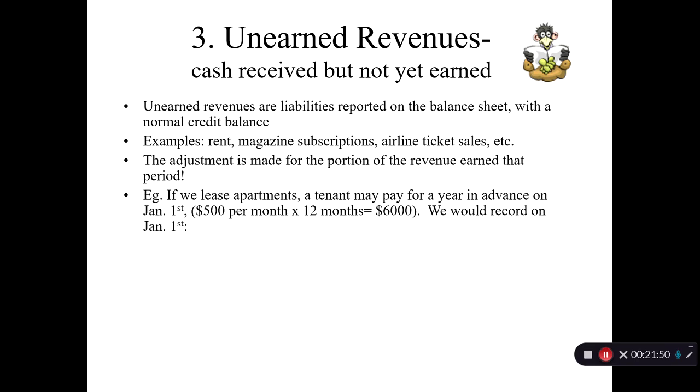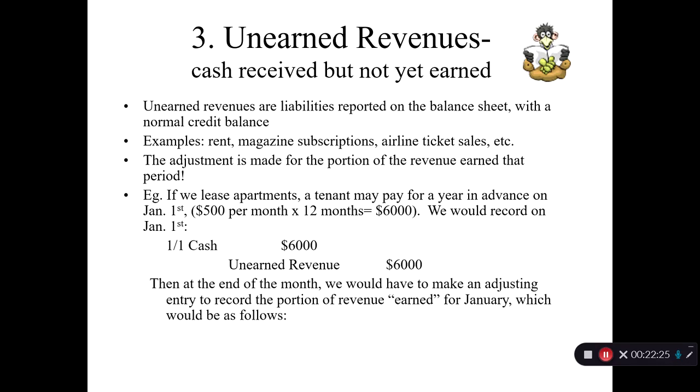Okay? What did we earn? So here's an example. If we lease apartments, a tenant may pay for a year in advance on January 1st. They're going to give us $500 per month for 12 months, so they're going to pay us $6,000 at the beginning of the year. So on January 1, we're going to receive $6,000 cash. This is not an adjusting entry because we're using cash. This is a normal entry. And we're going to credit unearned revenue for $6,000, okay? Because it's a liability. They're paying us and we owe them a service. We owe them the time in the apartment.